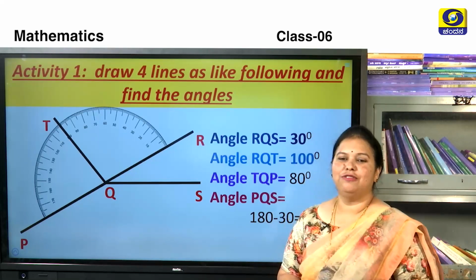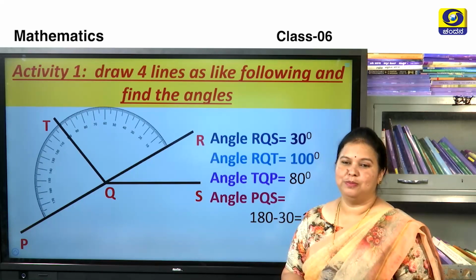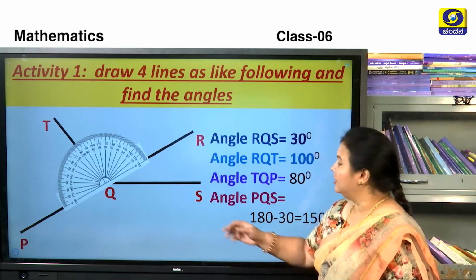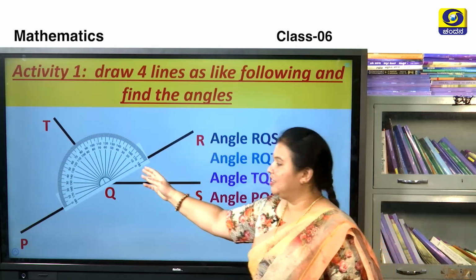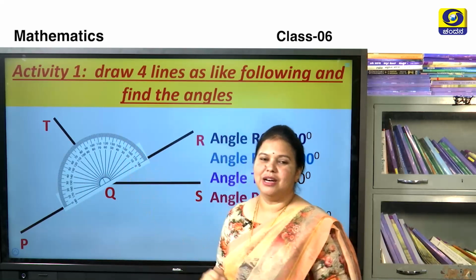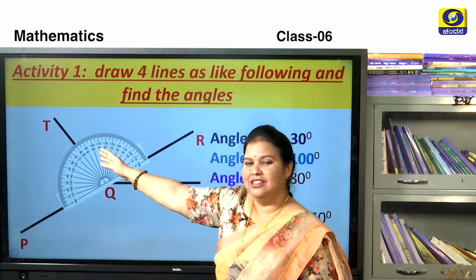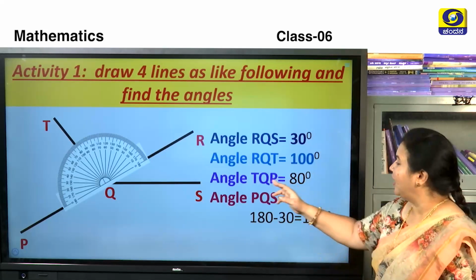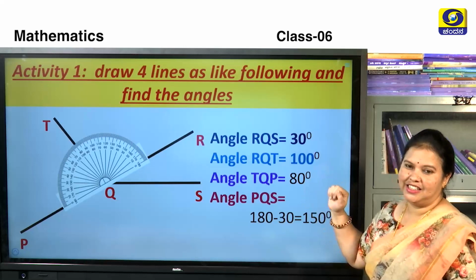Similarly, now we'll find the angle TQP. For this also, we have to place the protractor on the line PQ. For this, we have to measure from this side. Now we'll read the marking against the line QT. See, it's showing 80 degree, isn't it? So, angle TQP is 80 degree.